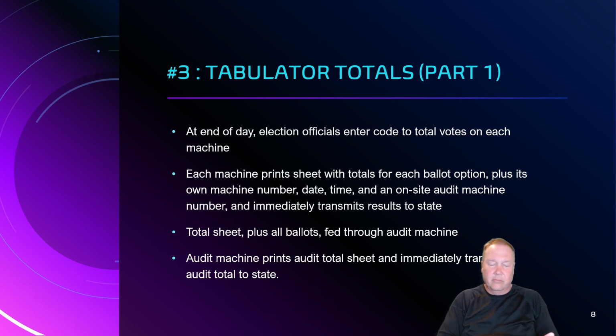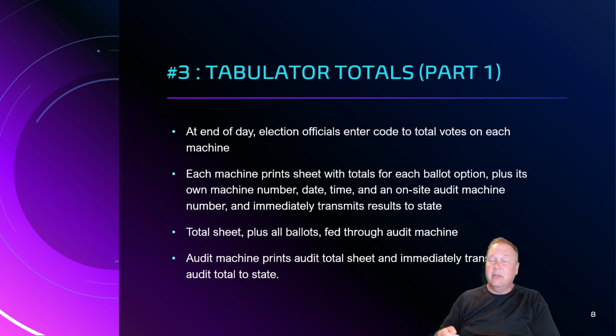So I am standing at machine one. I tell it to close out for the day. It prints out the totals. And at the bottom it says, okay, do an audit with machine seven. So I take this piece of paper, I take all of my results, and I go over to machine number seven. Now, since it printed my total, it sent that to the state already.